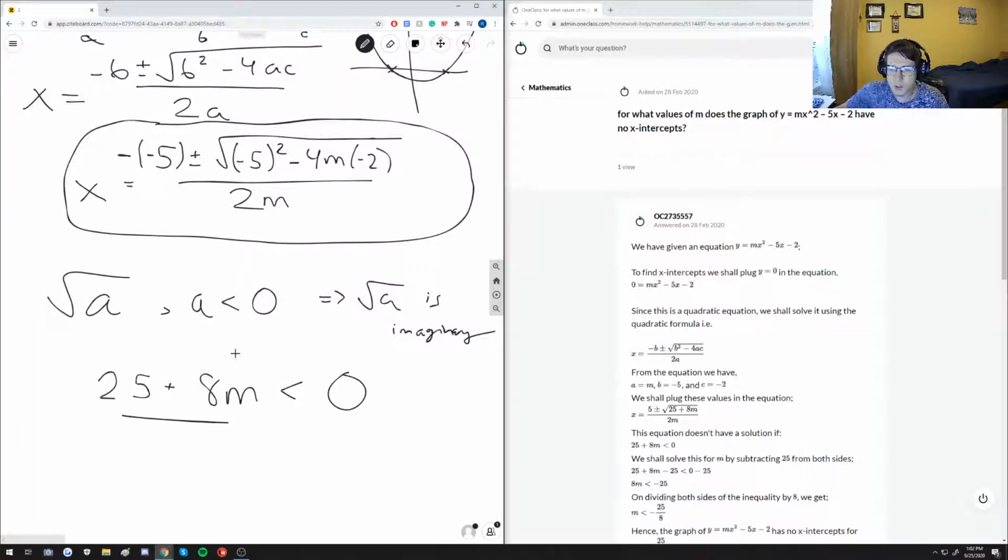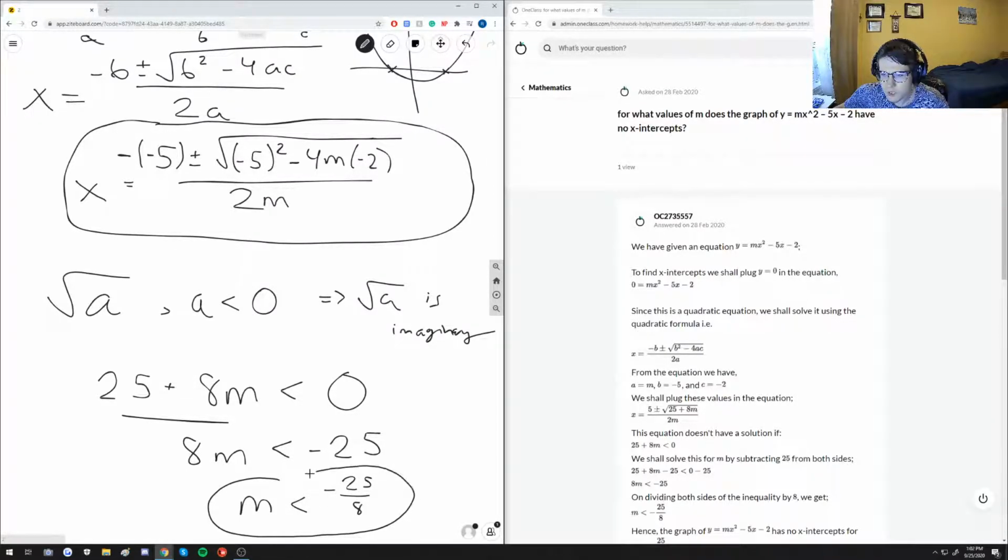We could solve this inequality by subtracting 25 on both sides. So we get 8m is less than minus 25. And then if we divide by 8, we get m is less than minus 25 over 8. So this is the inequality, and this is the constraint that we have on m. So m has to be less than minus 25 over 8, and then we will have no x-intercepts for this quadratic equation. So that's what the answer is.